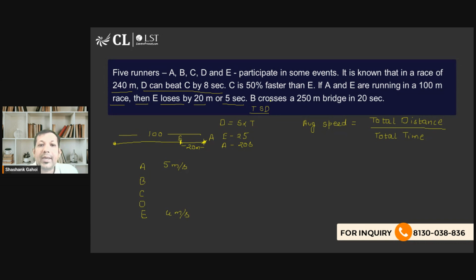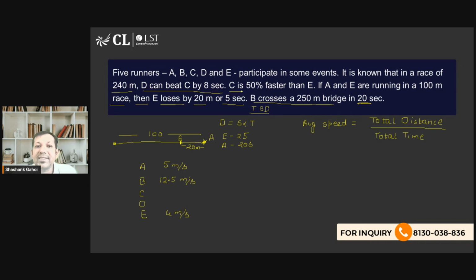Now, B crosses a 250-meter bridge in 20 seconds. So it means B is covering a distance of 250 in 20 seconds. So what is the speed? That is going to be 250 upon 20. So the speed of B comes out to be 12.5 meters per second. That's what we are going to get. Okay. Now let's come to the other statements.